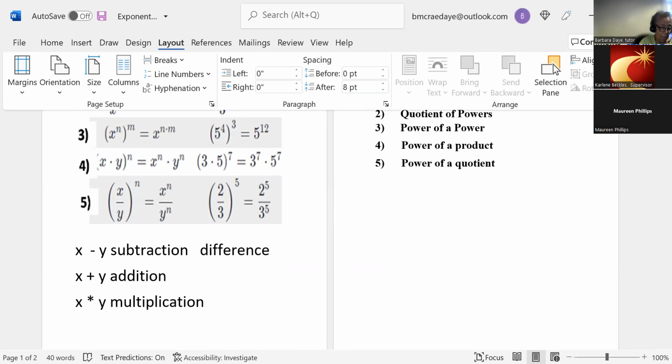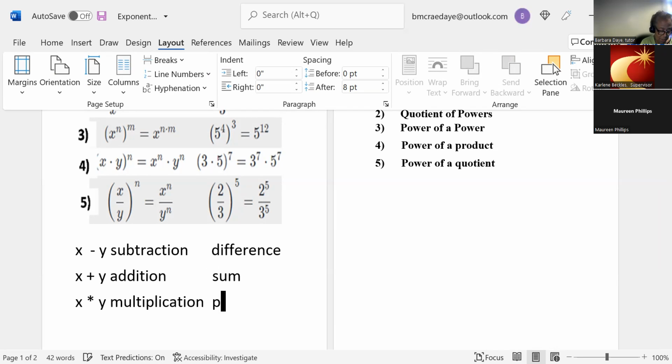Right? And when you add, you get what, Maureen? Product. No, that's multiplication. Power. No, sum. When you add, you get a sum, right? Yeah. And what do you get when you multiply? You just said it. A product. All right. So this is what you get.